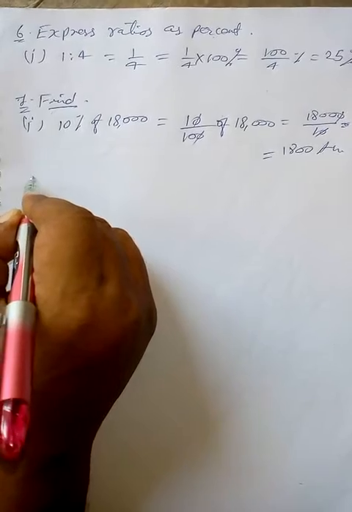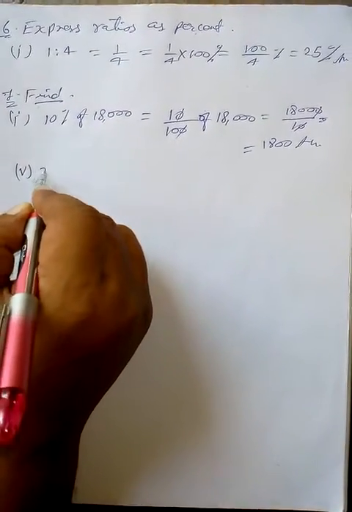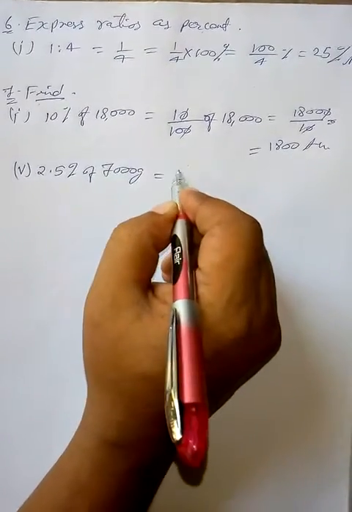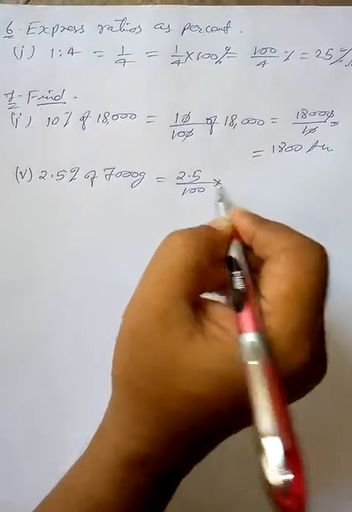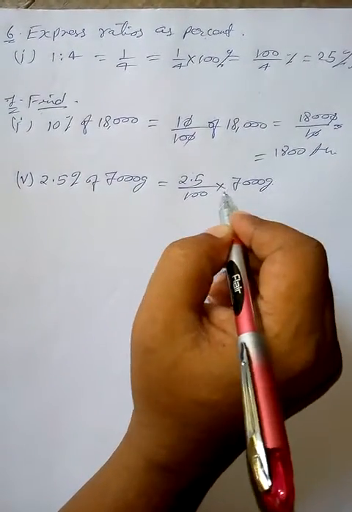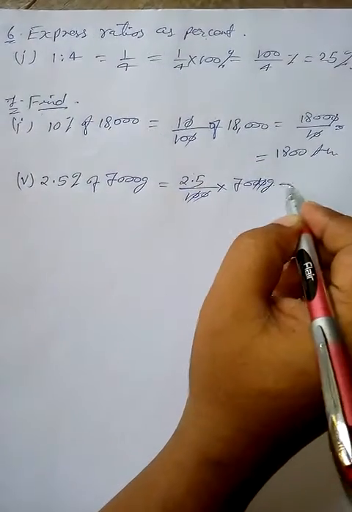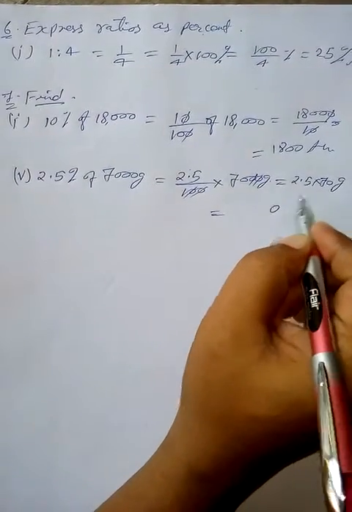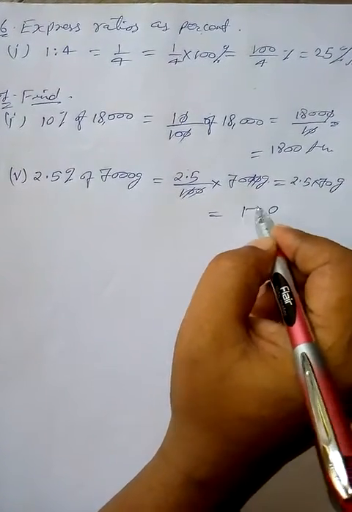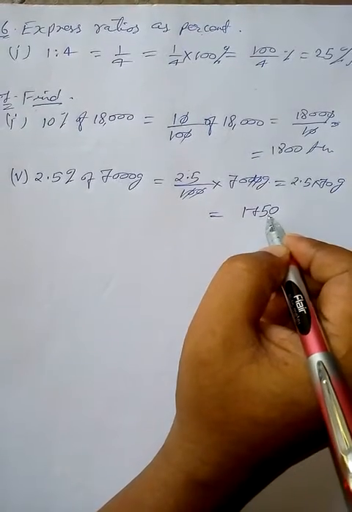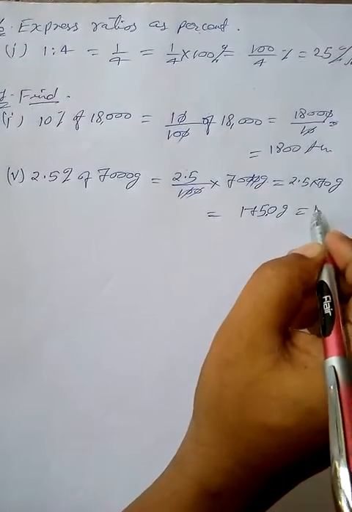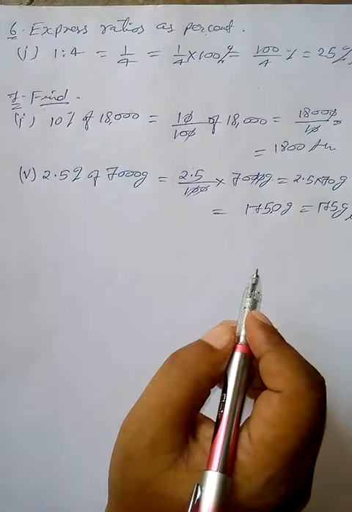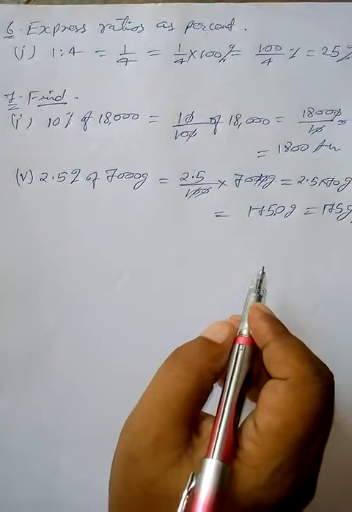One more. Fifth part. 2.5% of 7,000 gram is 2.5 by 100 into 7,000 gram. If you cut it with 100, you will get 2.5 into 70 gram. 25 sevens are 175. Decimal after one digit. So you get 175 gram as the answer. So 2.5% of 7,000 gram is 175 gram. This is the answer.